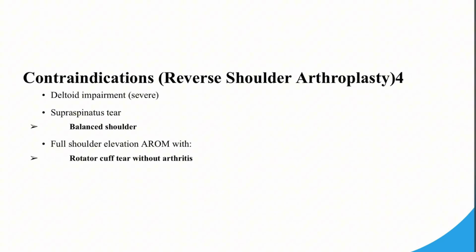And then also full shoulder elevation, active range of motion with a rotator cuff tear without arthritis, for the same reasons as the supraspinatus tear, in that the shoulder can still be balanced.